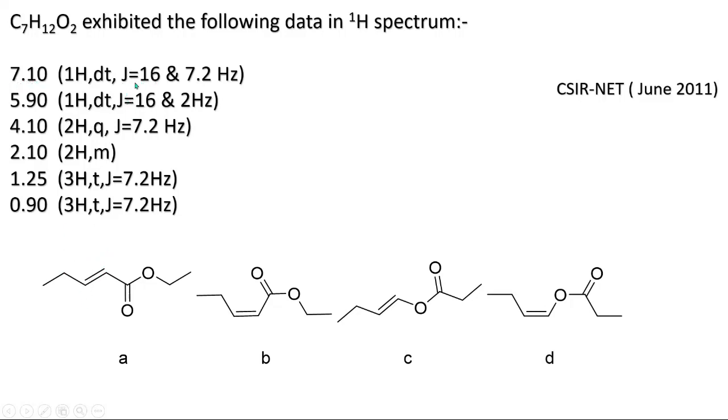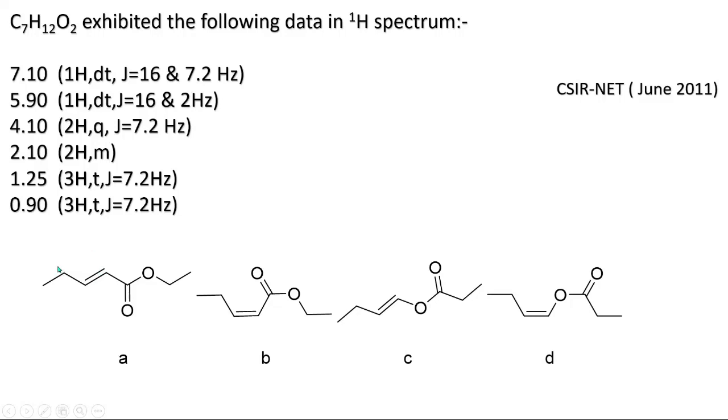So from 16 Hz we can eliminate these two options. Option B will be eliminated, option D is also eliminated, because this 16 Hz is typical for trans molecules. The hydrogens present in trans have this J value. Now, the 5.90, one hydrogen doublet of triplet with J values 16, 16 and 2 Hz, corresponds to this proton. This proton will couple with this one with 16 Hz, giving a doublet, and it will also couple with this, which is a long range coupling.